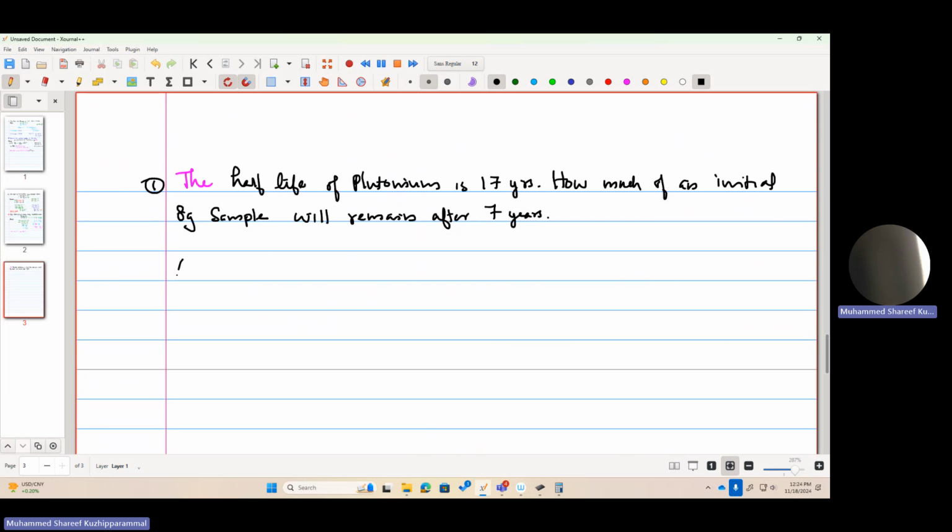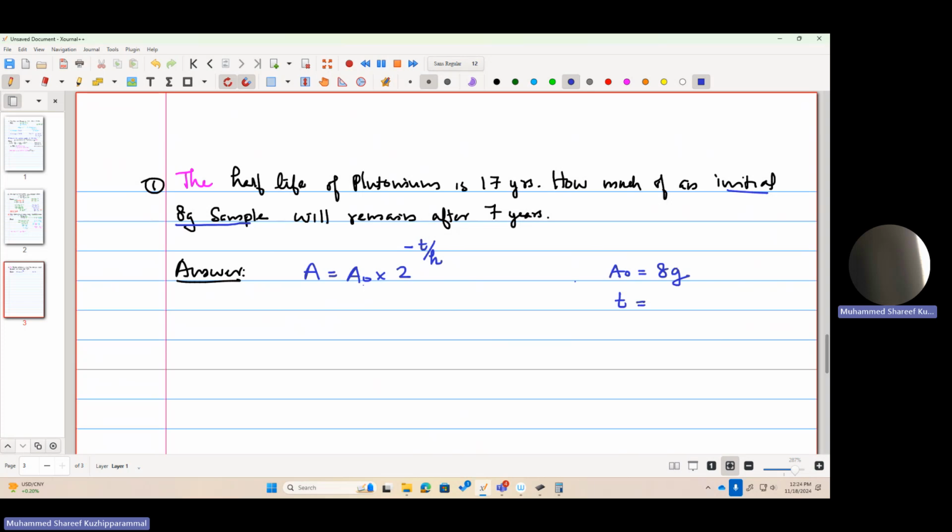Question number 1. Let's do it. Okay, students. Here, you know, the sample after some particular time t is given by A equal to A naught times 2 power minus T by H. Here, what do you mean by A naught? A naught is equal to the initial sample. The initial sample is how much? 8 gram.